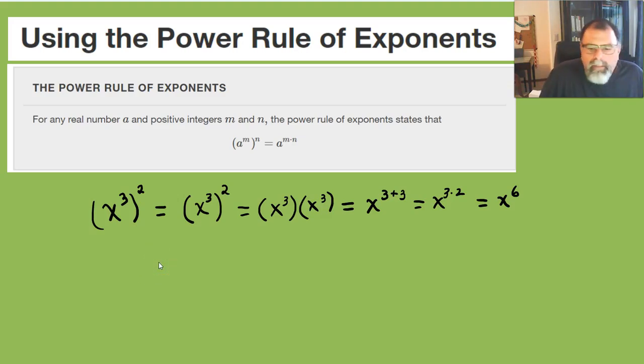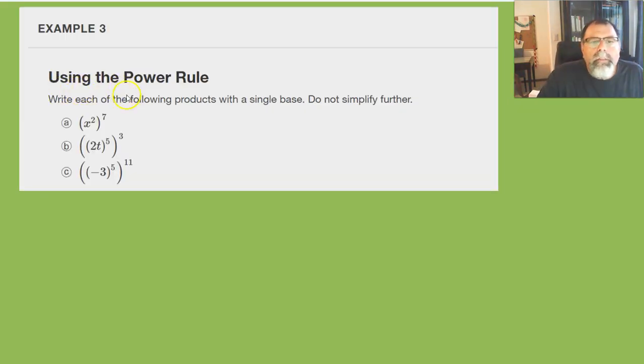Okay, let's look at example 3. Using the power rule, write each of the following products with a single base. Do not simplify further. Okay, so a is x squared raised to the 7th power. And again, if we have a power to a power, we're going to just multiply the powers. So 2 times 7 is 14. So this will be x to the 14.